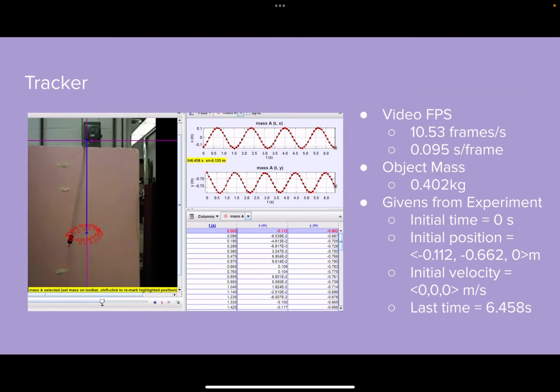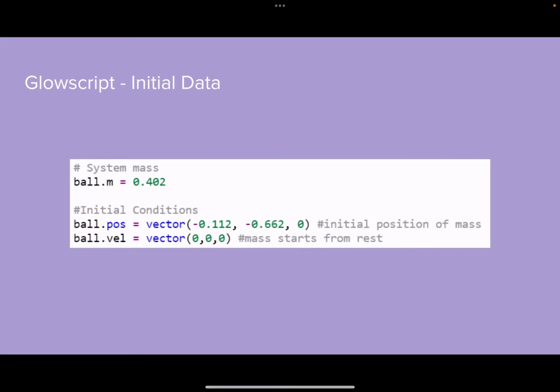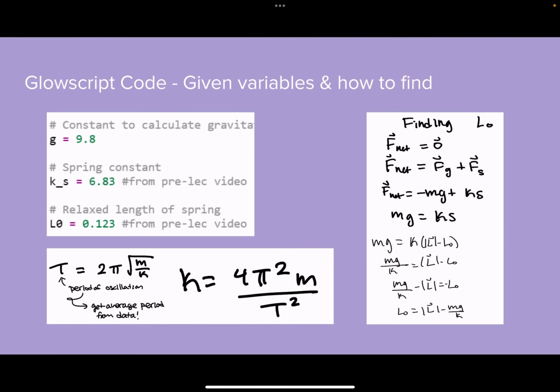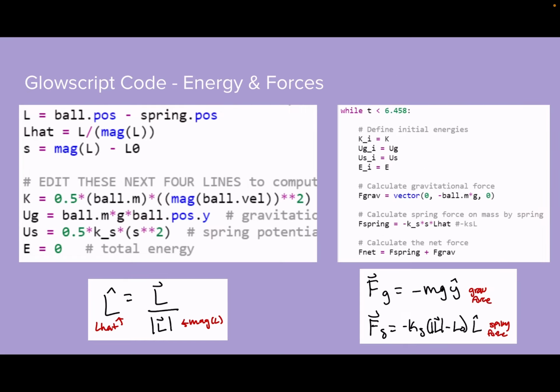When looking at the tracker to get our experimental data, these are our specs for the video, as well as the mass of the object and the initial variables that we got from the data, which were then put into the GlowScript code. The spring constant and relaxed length of the spring were also given in the pre-lecture video, but here are the equations that show how we derived those two values.